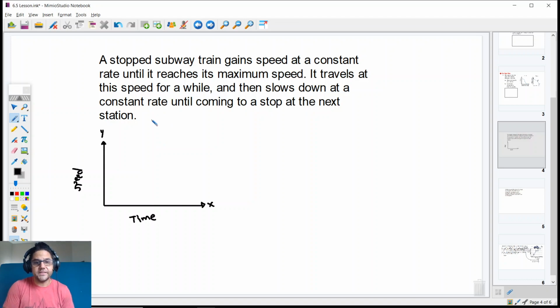So it says it's stopped. So that's going to start here. So part A starts at the corner. And it says it gains speed at a constant rate until it reaches its maximum speed. It travels at this speed for a while.